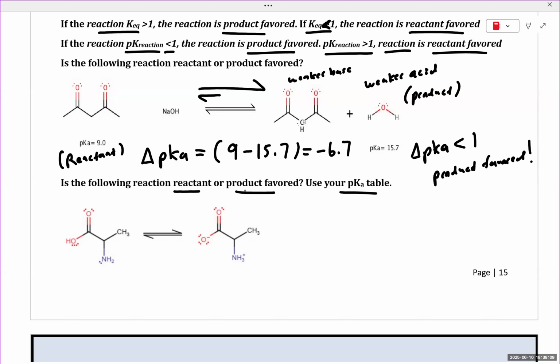So in this case, we have a proton transfer. You can think of this fundamentally as an equilibrium between a carboxylic acid and an amine reacting to yield a carboxylate and an ammonium salt. With this information in mind, take a few moments, look up the pKa values, and tell me whether this reaction is reactant or product favored.